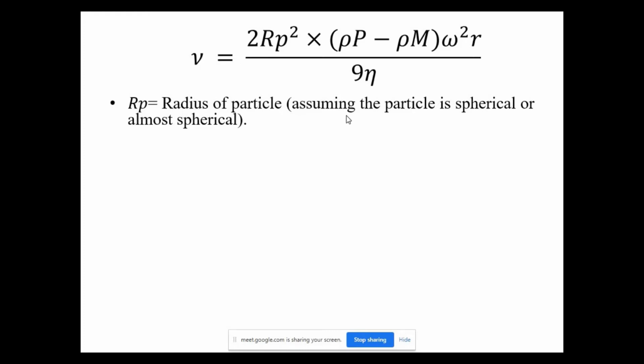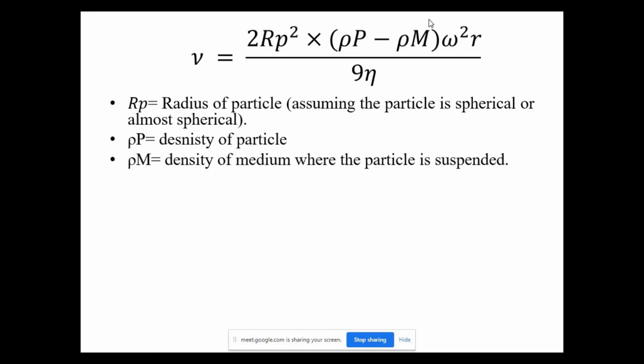Here we are just assuming that the particle is spherical, though generally all particles are not spherical. Then rho p indicates the density of the particles. Every particle has some density. Then rho m is the density of the medium where the particle is suspended.